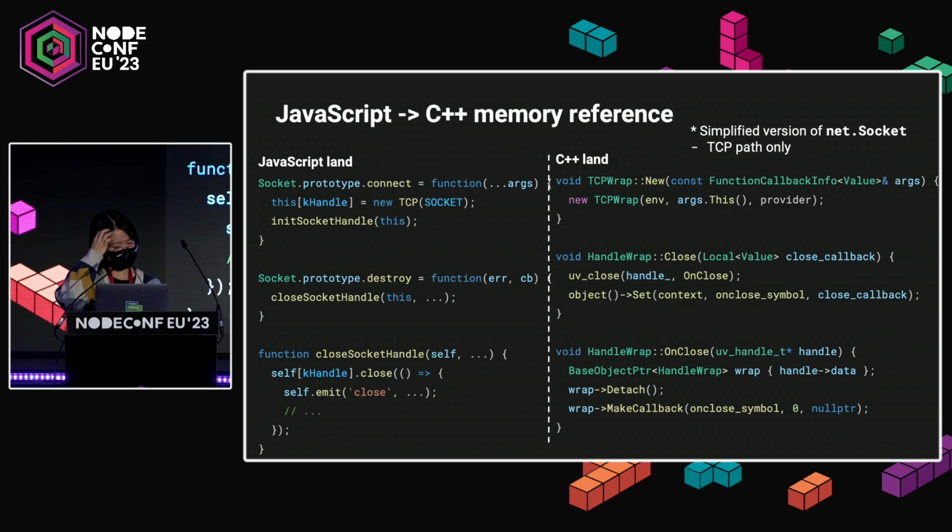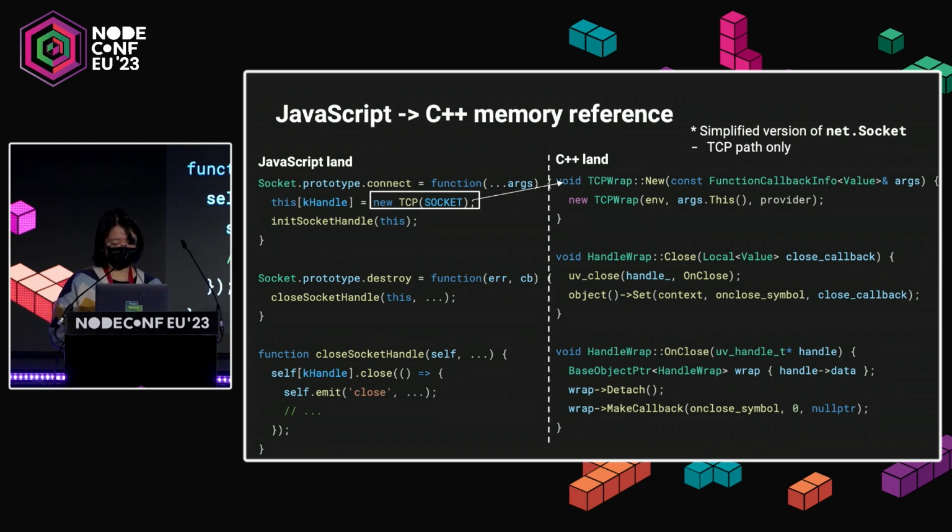Okay, so now let's take a closer look at an example, the TCP wrap. Here are some code snippets simplified from the net socket class. This was created before ES6 classes became a thing, and for compatibility reasons, that's still not an ES6 class. That's why you're seeing all these prototype methods here.